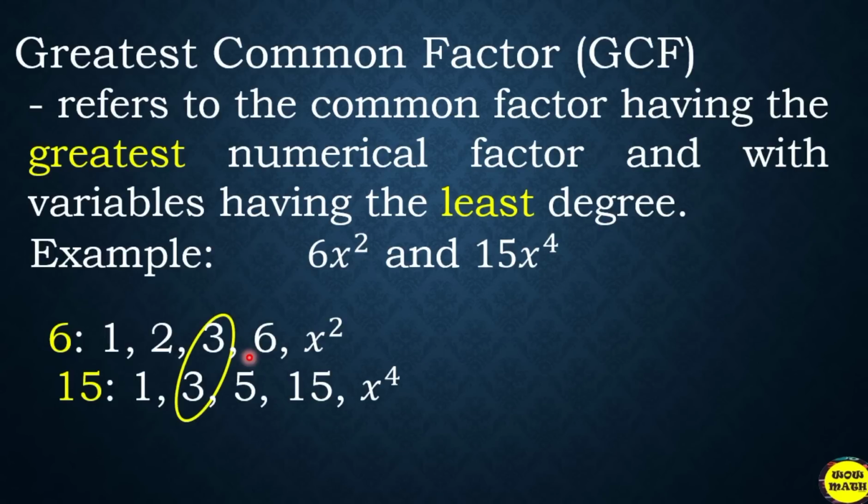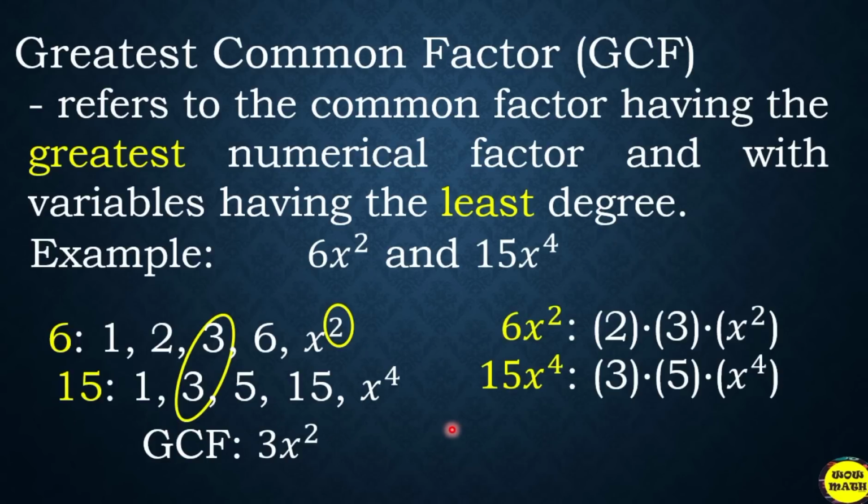Okay? Now, pagdating naman dun sa variable, paano naman natin kukunin o pipiliin yung sa may variable? Kukunin po natin yung may pinakamababang degree, and that is, so ito ay squared, ito ay fourth power. So, ano ang kukunin natin? Yung mababa, which is squared. Okay. So, kunin natin yung common factor, which is 3, and then yung x squared. So, that is 3x squared. The GCF of the given is 3x squared.